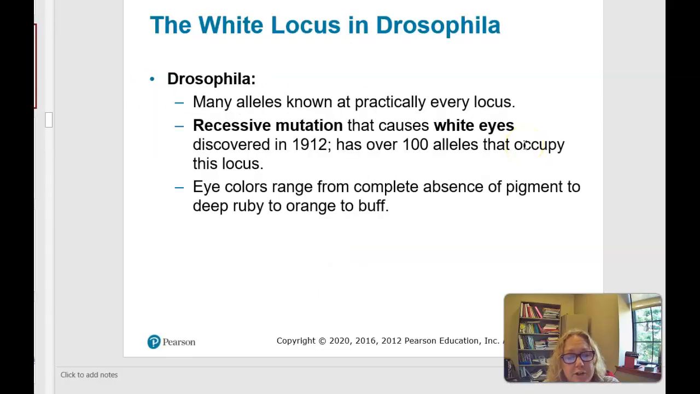There is a recessive mutation that causes white eyes in Drosophila, and it was discovered in 1912. This means that eye color ranges to an absence of pigmentation. And we will probably maybe do a problem in which there is a white eye problem.